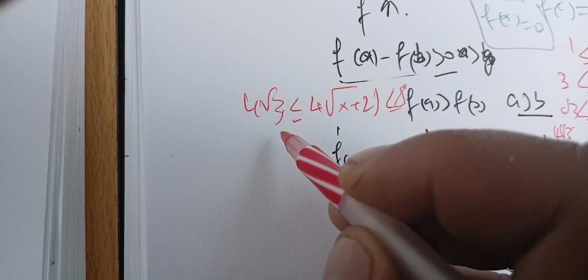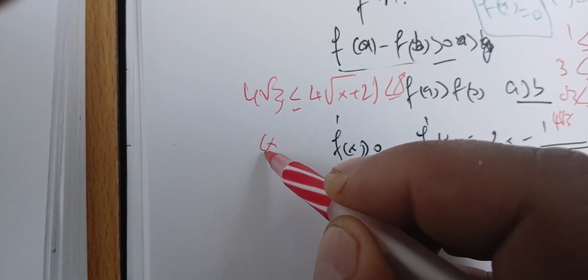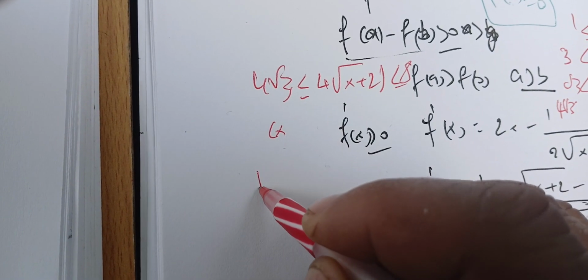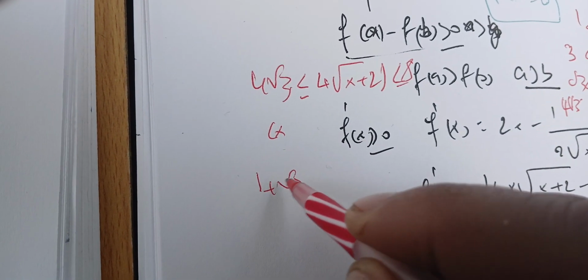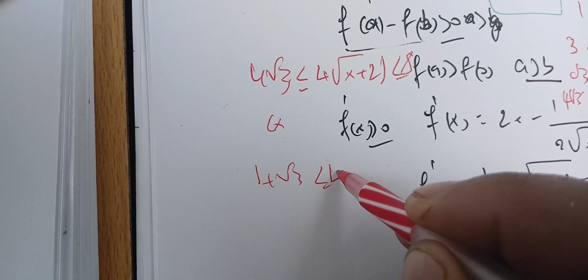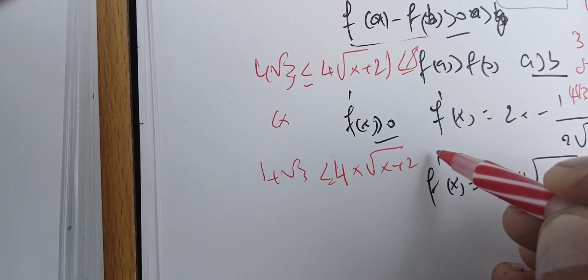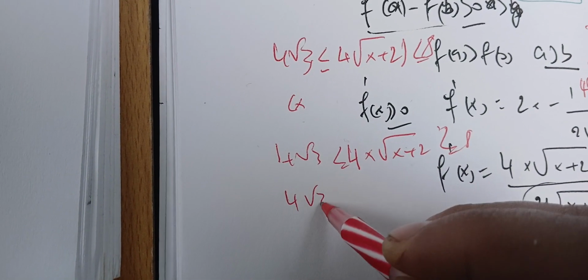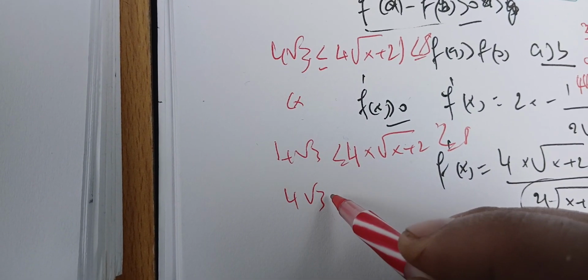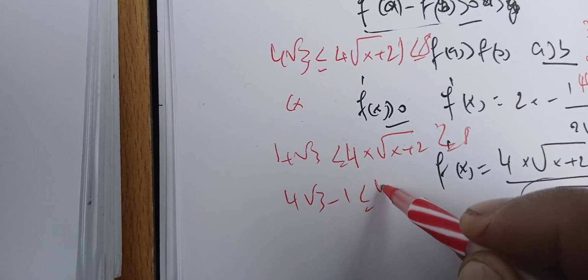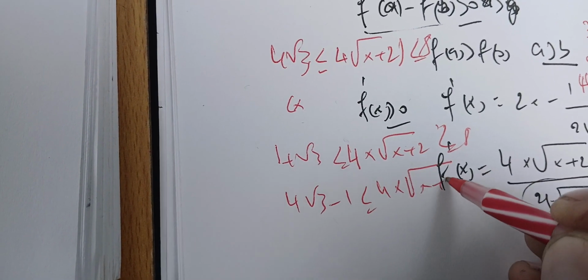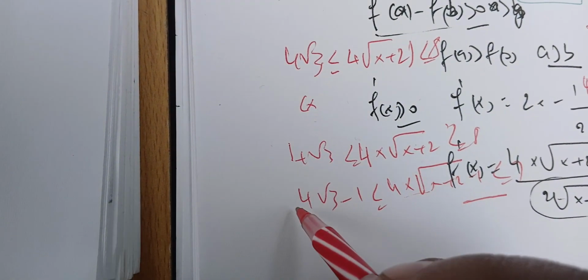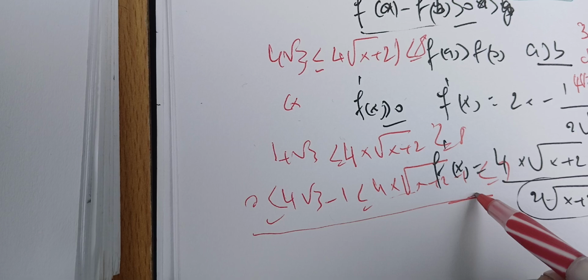Now I need to multiply by x. So multiplying by x, x is between 1 and 2. So when I multiply this one, I get 4 square root of 3 is less than 4x square root of x plus 2, less than 8. So now I need to subtract 1. 4 square root of 3 minus 1 is less than 4 square root of x plus 2 minus 1, which is less than 7. So this one is always bigger than 0 in all cases.